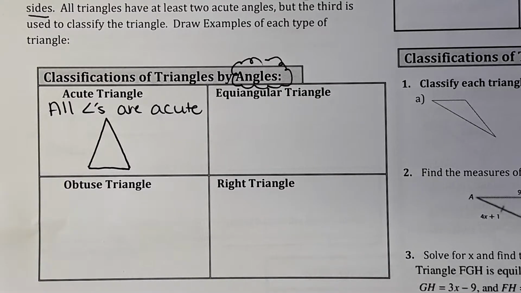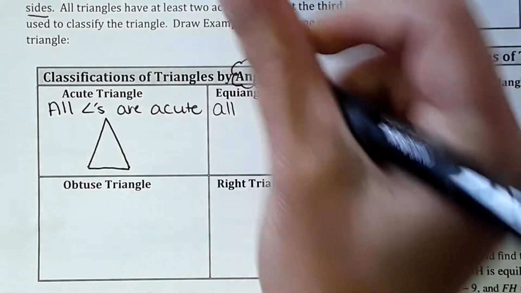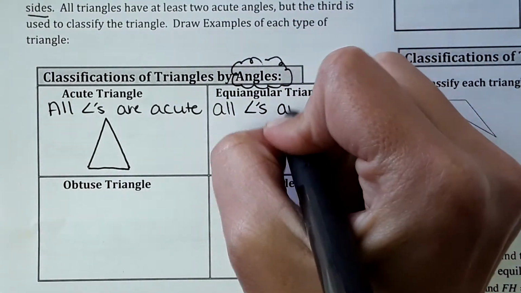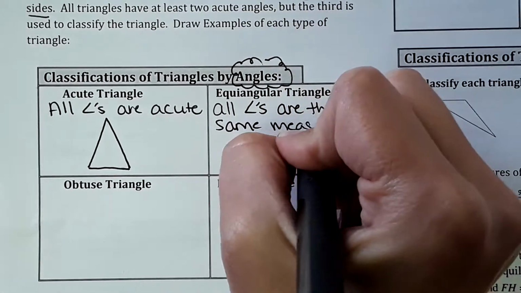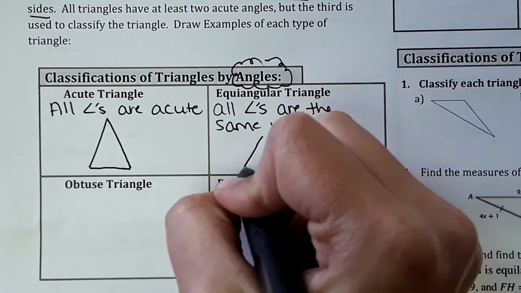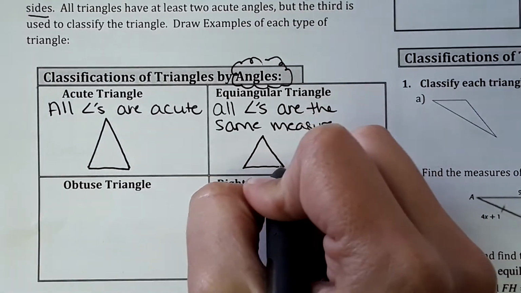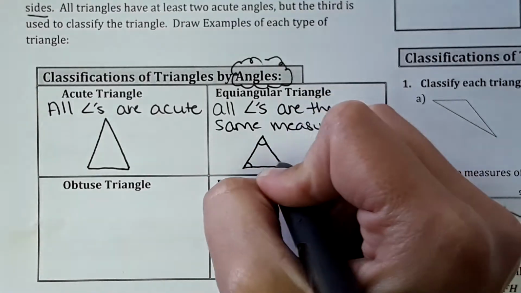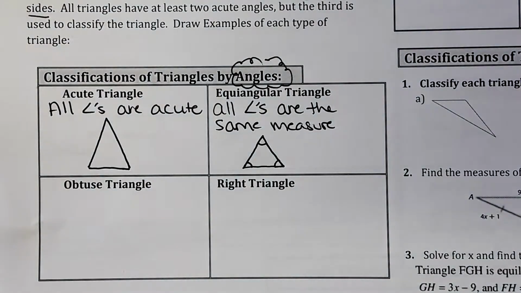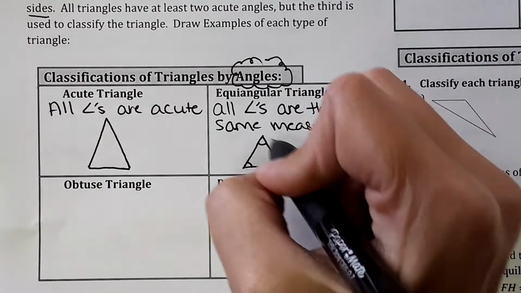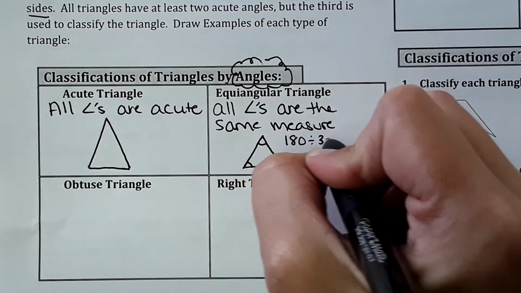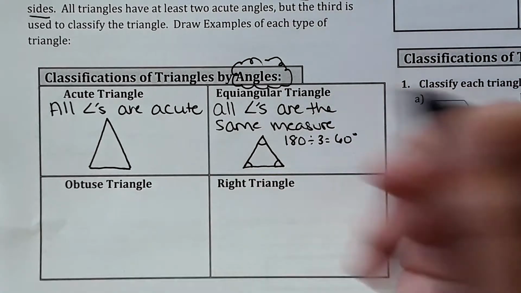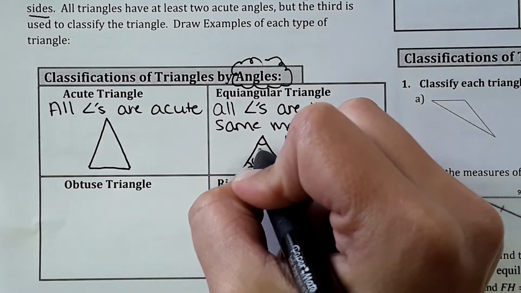Equiangular, and that's how you say it, triangle is when all the angles are the same measure. So it would look like this, and then all the angles would be the same measure. And as you may remember, the angles of a triangle add up to 180. So in this case, if all the angles were the same, 180 divided by 3 would be 60 degrees. So in an equiangular triangle, all of these would be 60 degrees.